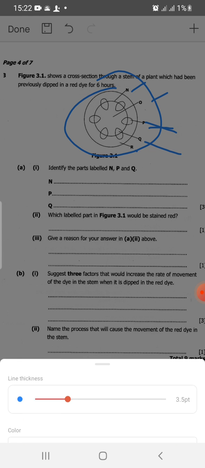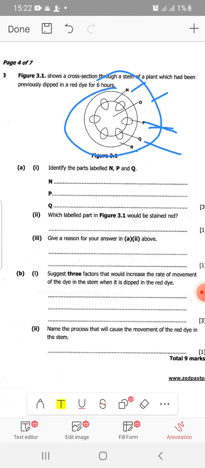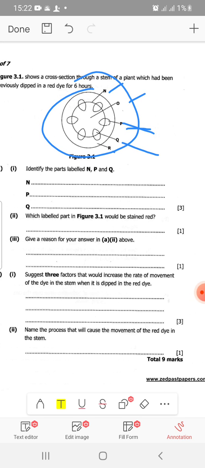Now, which labeled part in figure 3.1 would be stained red? Remember, this was dipped into a red dye. So the part which will be stained red is the xylem, which is part Q. So the answer here is part Q. Give reason for your answer. Because xylem conducts water or materials upwards in the plant. So when this plant was dipped into, okay, I'll do the demonstration here.